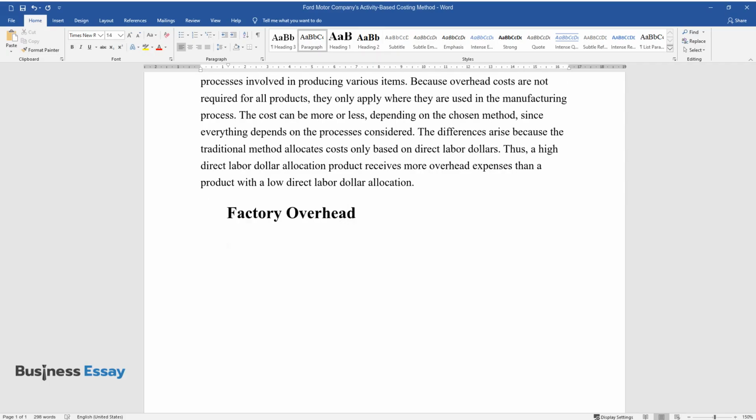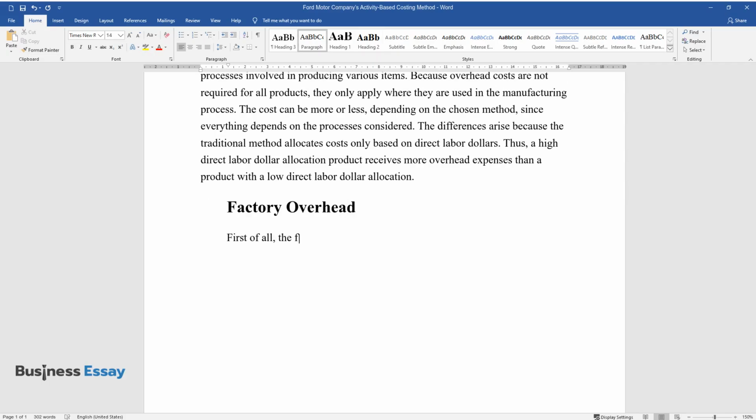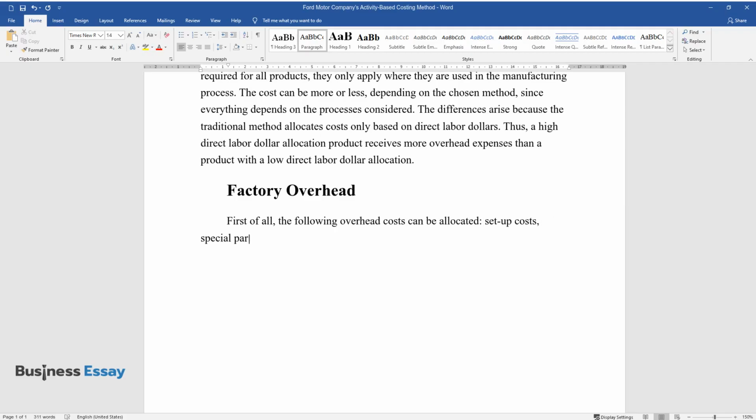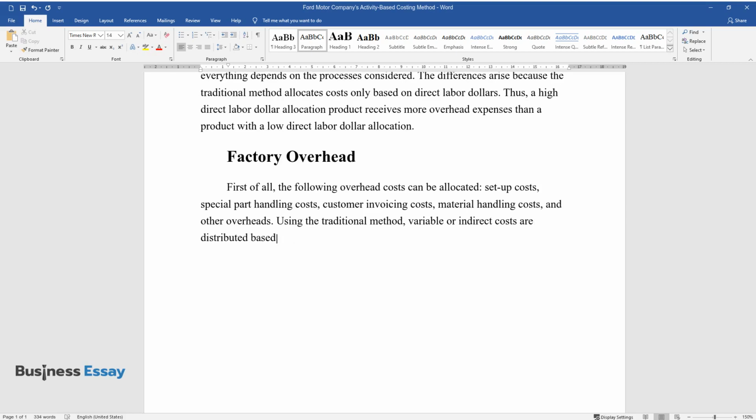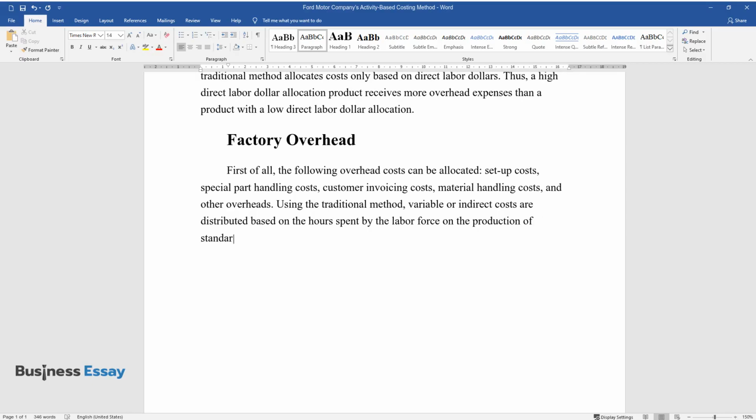Factory overhead. First of all, the following overhead costs can be allocated: setup costs, special part handling costs, customer invoicing costs, material handling costs, and other overheads. Using the traditional method, variable or indirect costs are distributed based on the hours spent by the labor force on the production of standard and custom products.